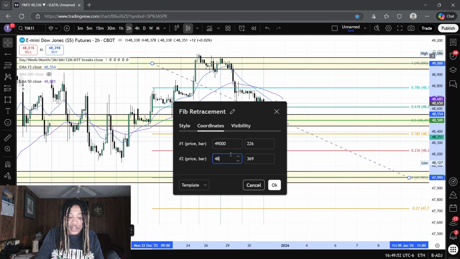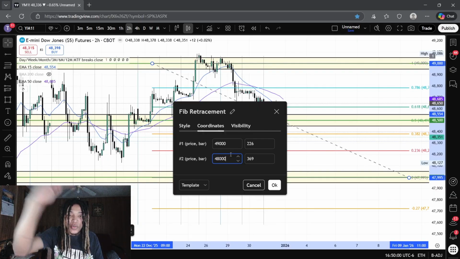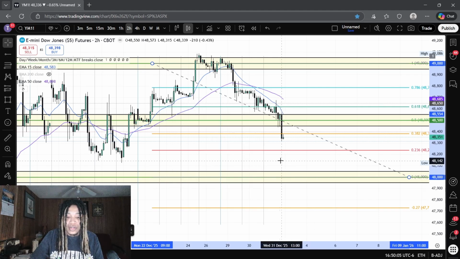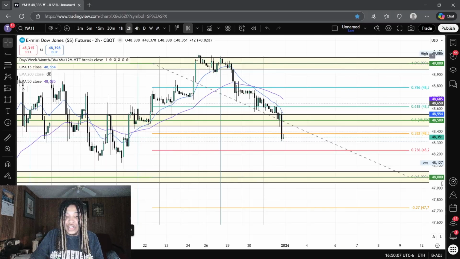Also, if you're putting a Fib on your screen and trying to do it like me, always put the highest number at the top, and for the number one bar and number two bar, put the lowest at the bottom. So it'll be 49,000, 48,000 for me.